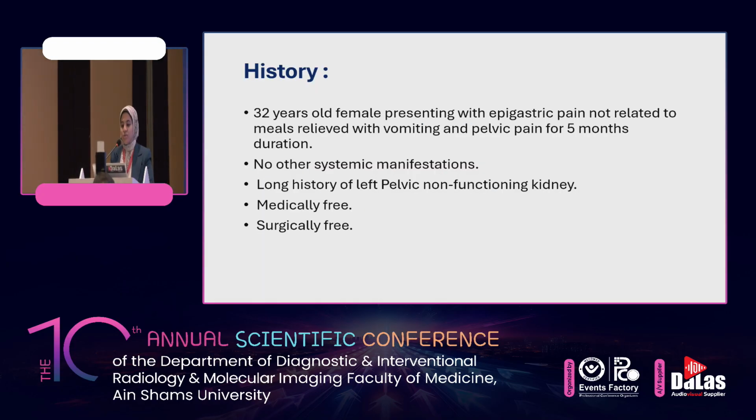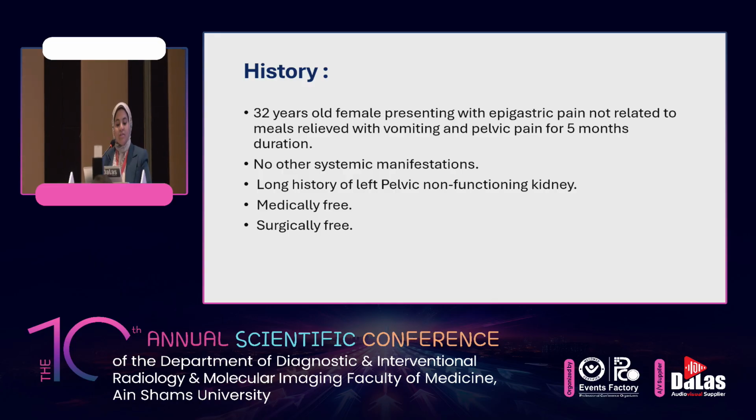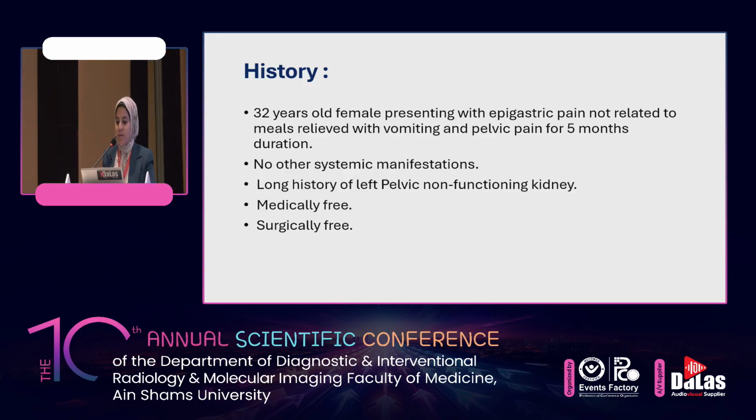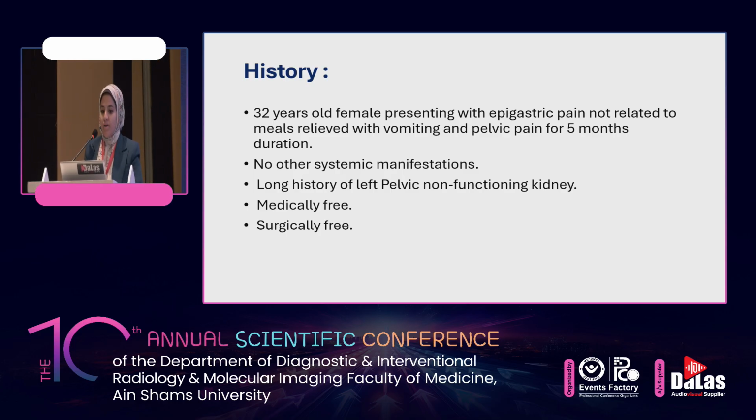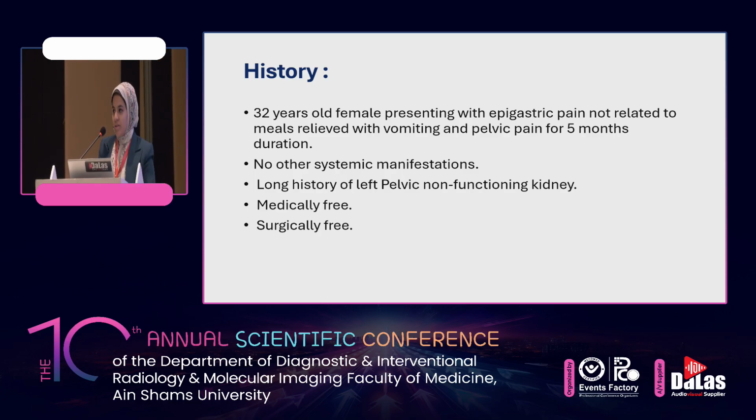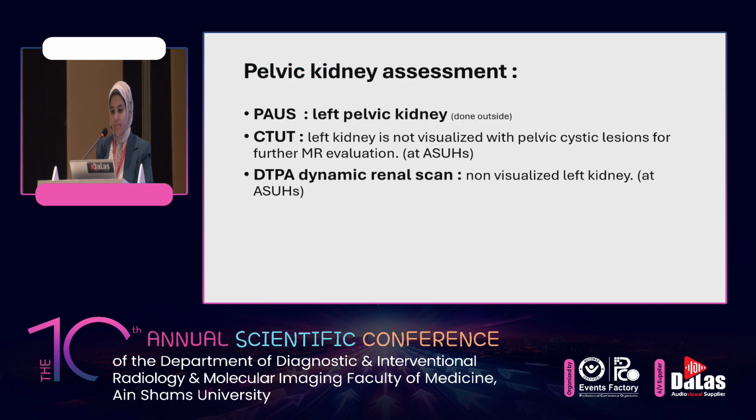At the beginning, the history was misleading and insufficient. It was a 32-year-old female presenting with epigastric pain not related to meals, relieved by vomiting, and pelvic pain for 5 months duration. No other systemic manifestations, long history of left pelvic non-functioning kidney, medically and surgically free. Pelvi-abdominal ultrasound done outside revealed left pelvic kidney. CT urography revealed left kidney is not visualized with pelvic cystic lesions for further MR evaluation. Dynamic renal scan also revealed non-visualized left kidney.